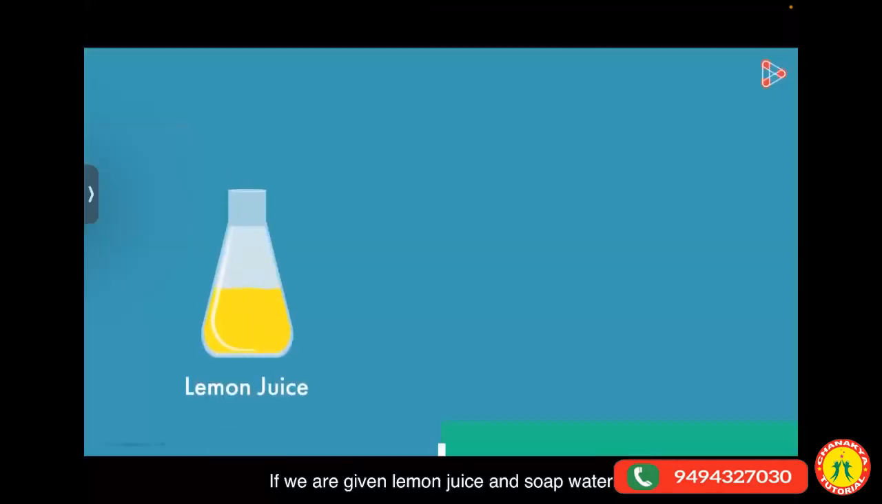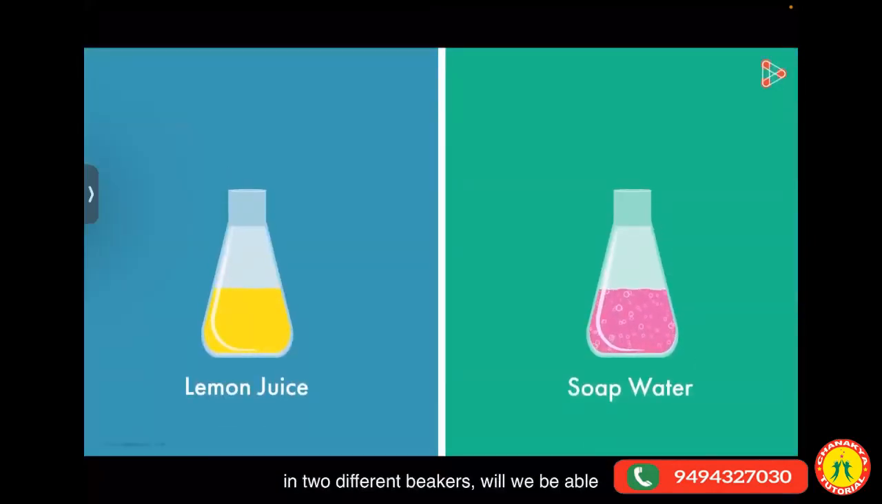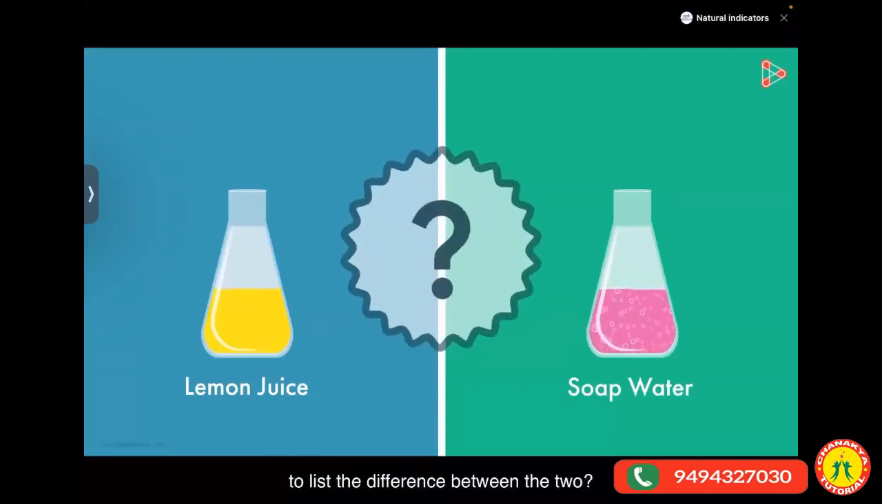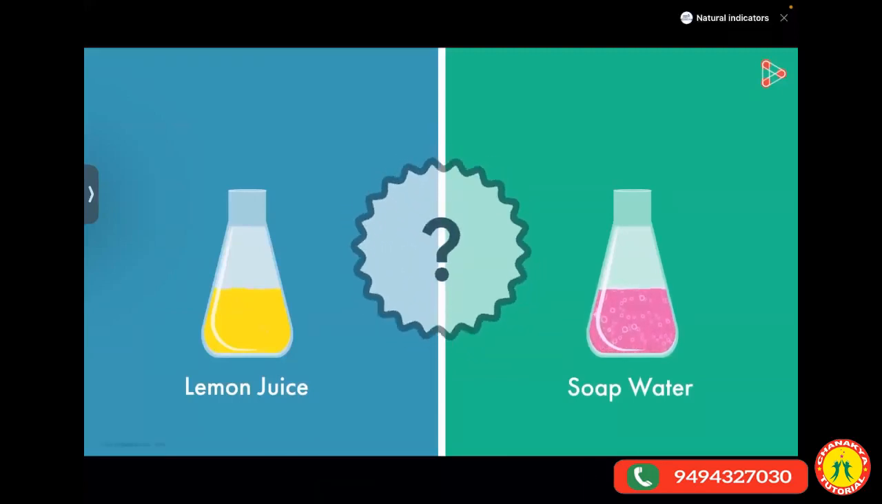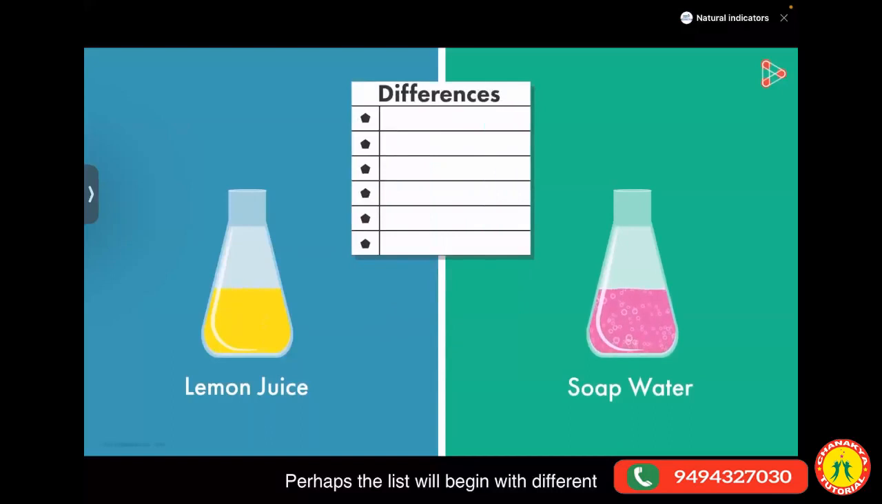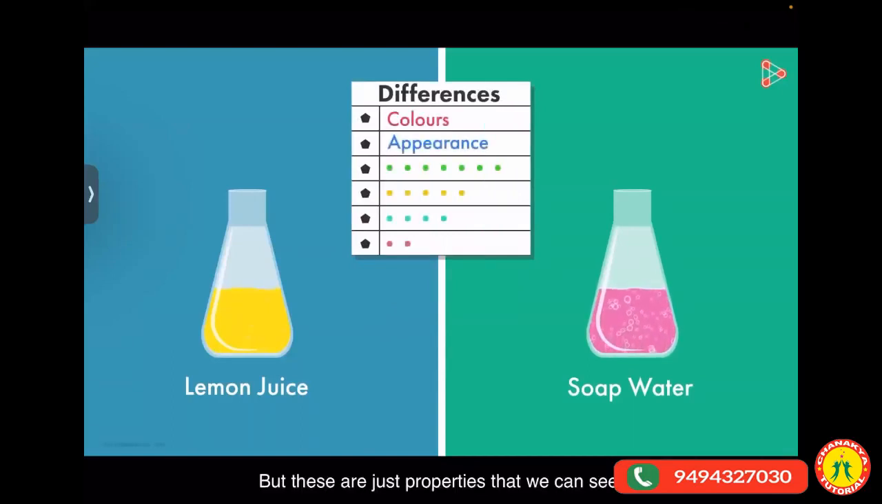If we are given lemon juice and soap water in two different beakers, will we be able to list the difference between the two? Perhaps the list will begin with the different colors, appearance, and so on. But these are just properties that we can see. Are these the only differences?